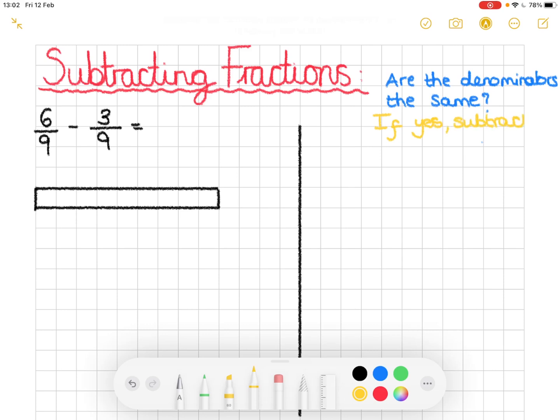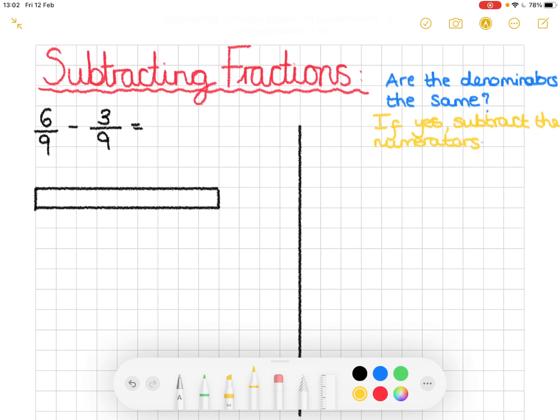the numerators. So you don't bother with the denominators. You only ever subtract the numerators. Bit like addition. When it comes to addition, you only add the numerators. So with subtraction, you only subtract the numerators. So let's go ahead and do that now.